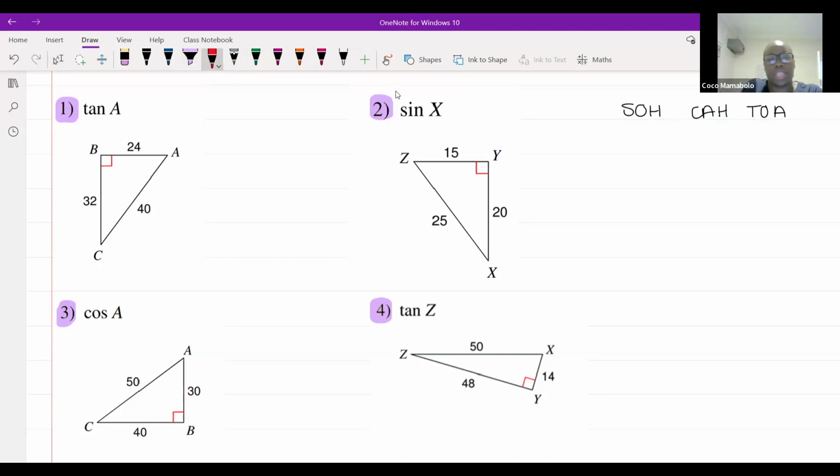Okay, so for tan of A, I can see that A is over here. So this 24 over here is my adjacent side. That 32 over there is my opposite. And 40 over here will obviously be the hypotenuse. So tan of A, I know tan is opposite over adjacent. So my opposite is 32 over adjacent, which is 24.